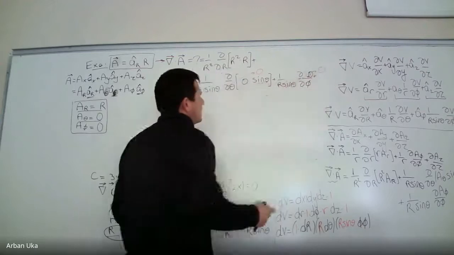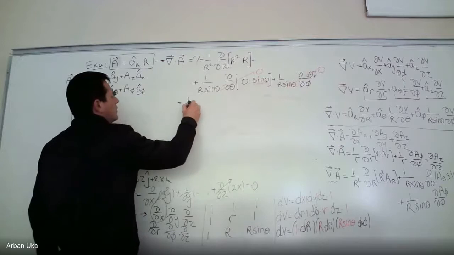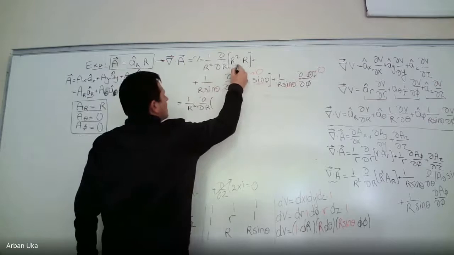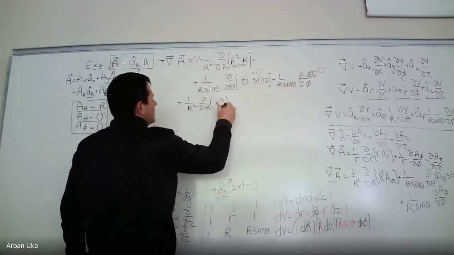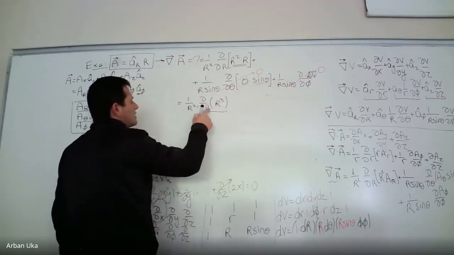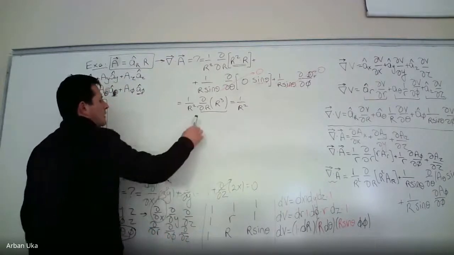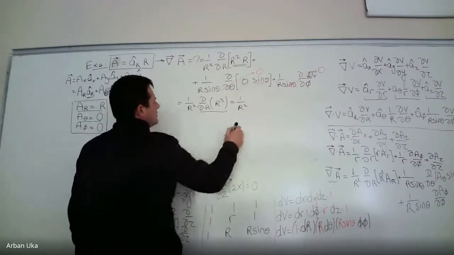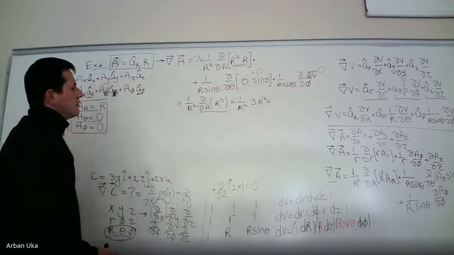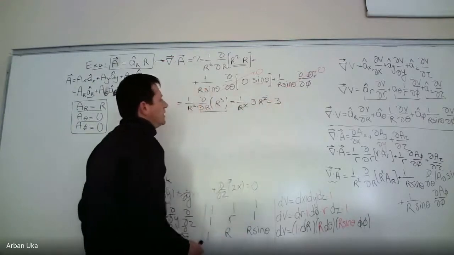This will also go away, and then we will be left only with 1 over r squared d over dr of what? This is r cubed, and the derivative of r cubed with respect to r. What is this derivative? The derivative of r cubed is 3r squared. So at this point, this is simply going to be equal to 3.